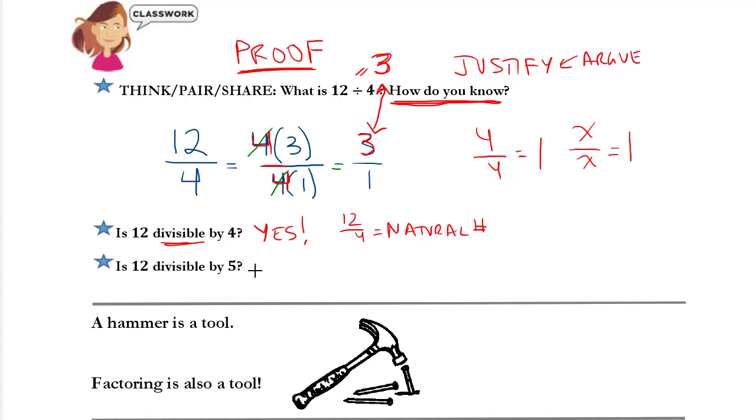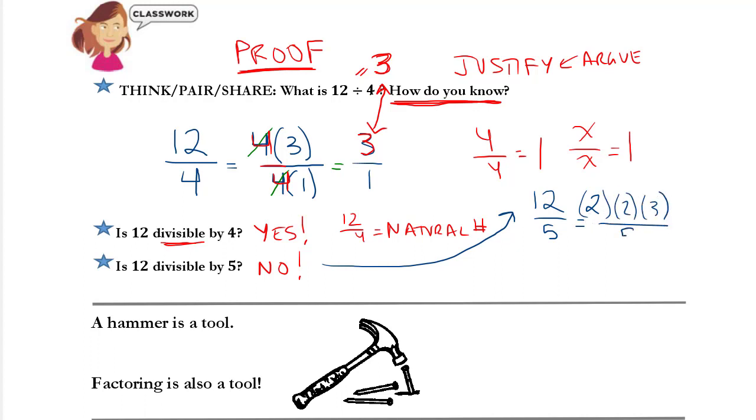Is 12 divisible by 5? No. And the reason why also has to do with factoring. I could set up the same idea. I'm just going to set it up right over here so we can see it. 12 divisible by 5? No. Well, I can factor the 12. I can even factor it even more if I wanted. Instead of 4 times 3, I could write it as 2 times 2 times 3, and this is all over 5.